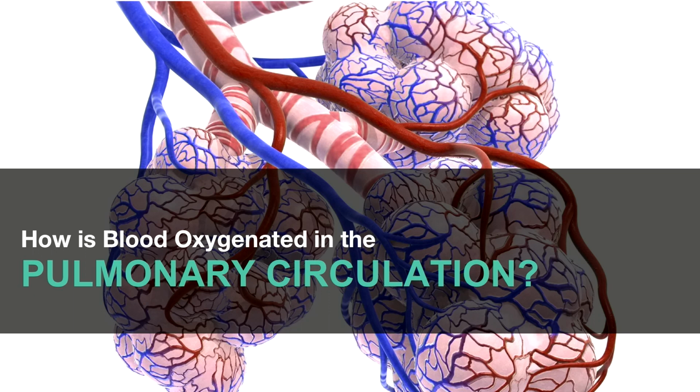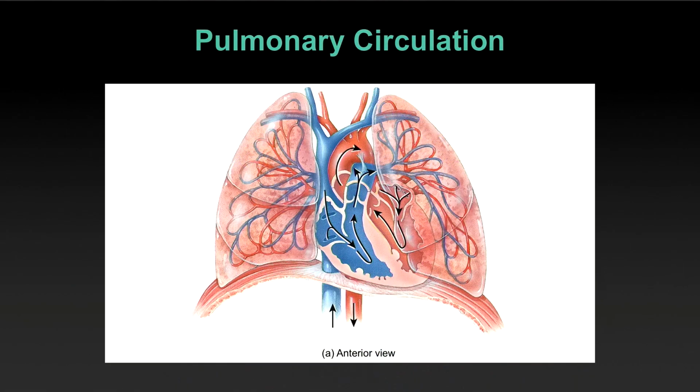How is blood oxygenated in the pulmonary circulation? Did you catch in the activity yesterday as well? One of the questions was asking where the bronchial arteries arise from. The bronchial arteries, which would supply the bronchioles and tissue of the lungs. They come off of the aorta. It's not part of the pulmonary circulation.